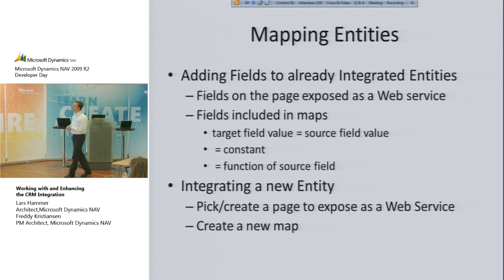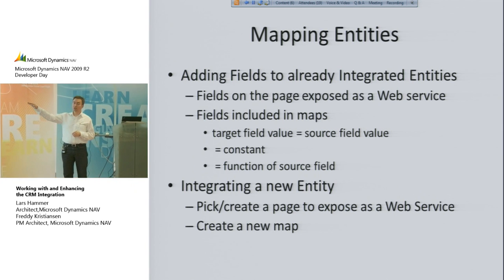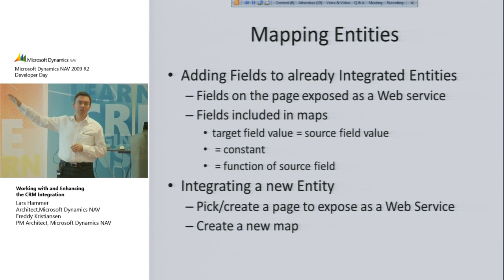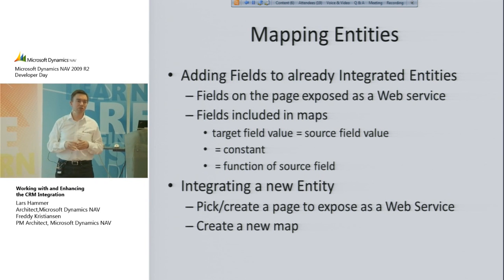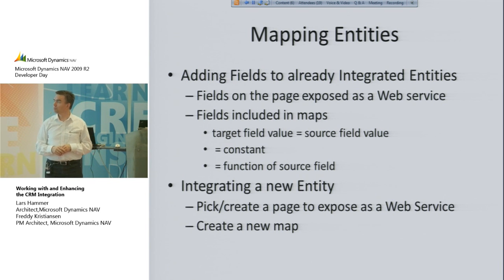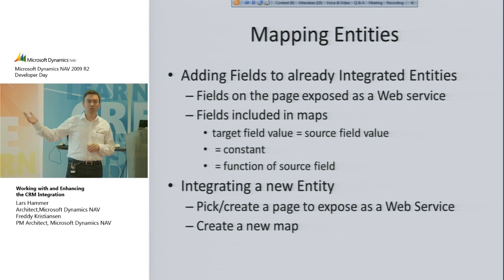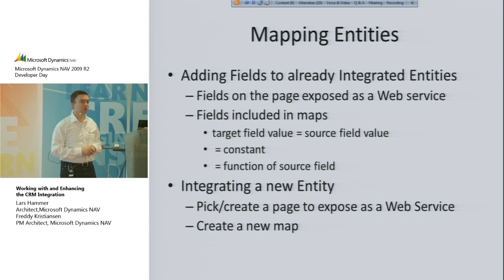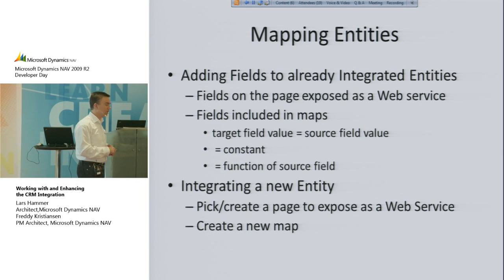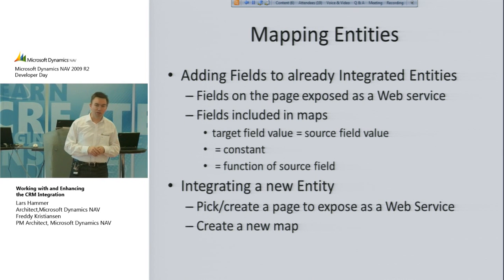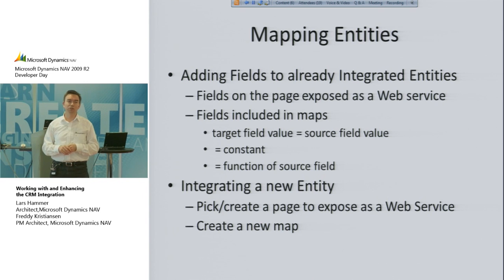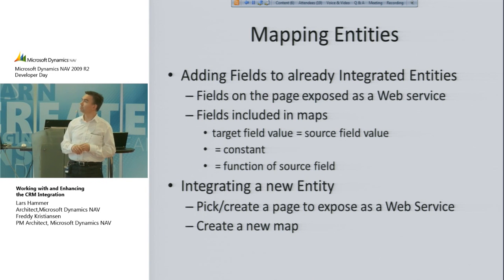And you can do stuff like the target field value is equal to a field value on the source. That's kind of the simplest map. You can also set constants. You can do expressions, and you can even call functions. And there's actually a set of functions as part of the NAV integration for dealing with currencies and so forth. So there's a library of functions there that you can use.